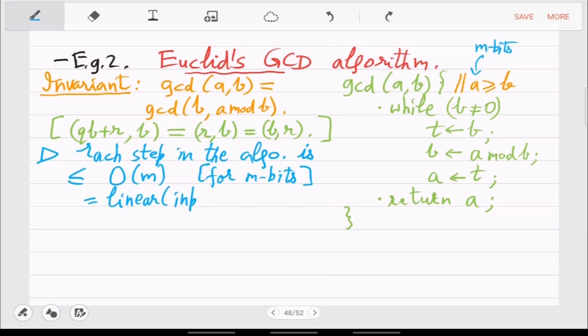So linear in the input, which we can ignore for now. We are more interested in how many rounds there are instead of these arithmetic details. This is just basic high school arithmetic. You can implement that, compute A mod B. It takes time around proportional to the input size. And the more important thing is how many number of rounds there are. So what is that?